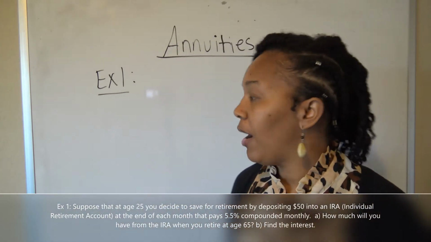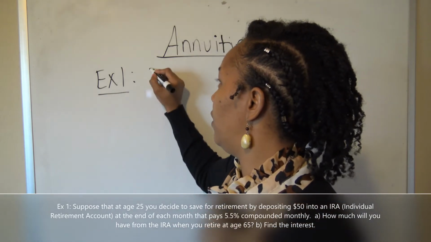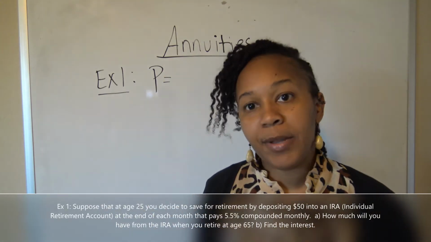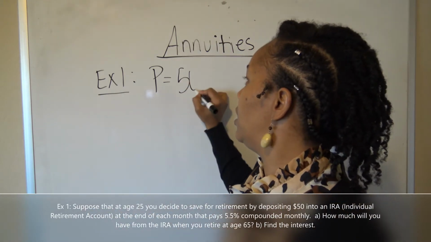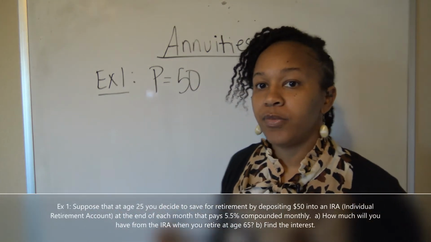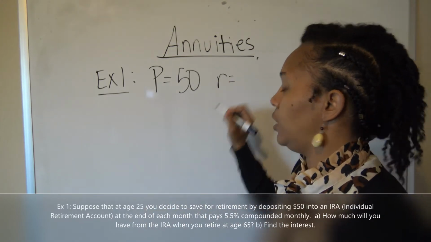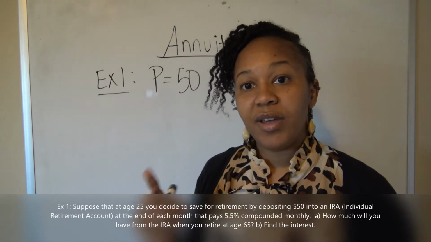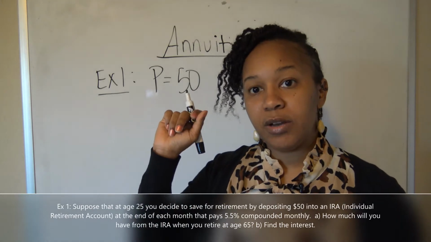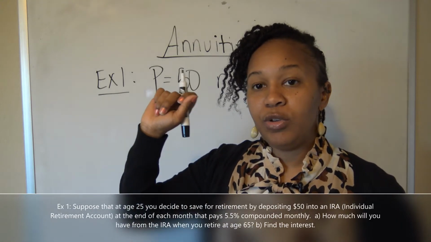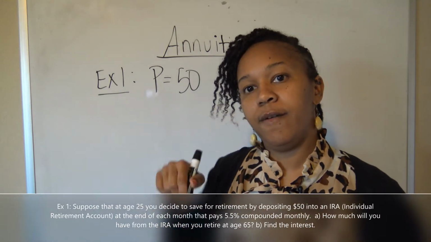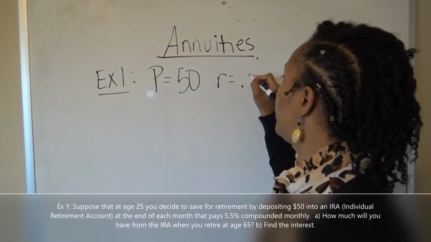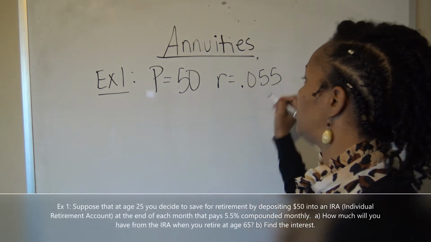Going back through the problem, we want to identify all of the variables. P, which is the payment amount: you're going to deposit $50 monthly, so P will be 50. You also want to identify R, which is the interest rate, 5.5%. Remember to convert that to a decimal: you move the decimal point to the left 2 times. So that would be 0.055, and that will be your R.